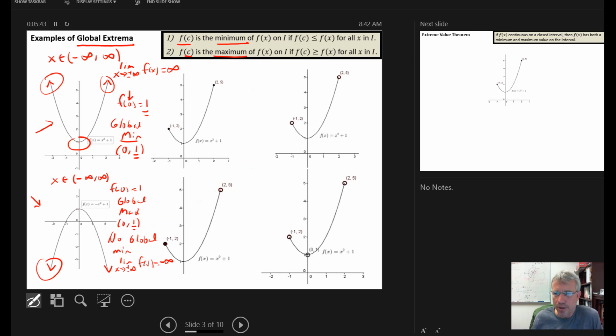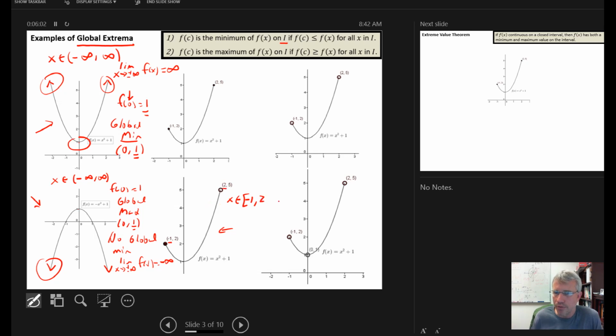When I look at this function right here, I can see that I've defined my interval I a little differently. I'm giving the function from -1, and this is a solid dot, so the -1 is included, all the way up to 2.